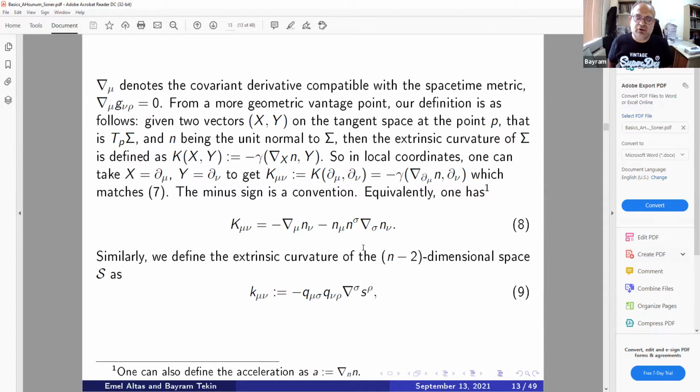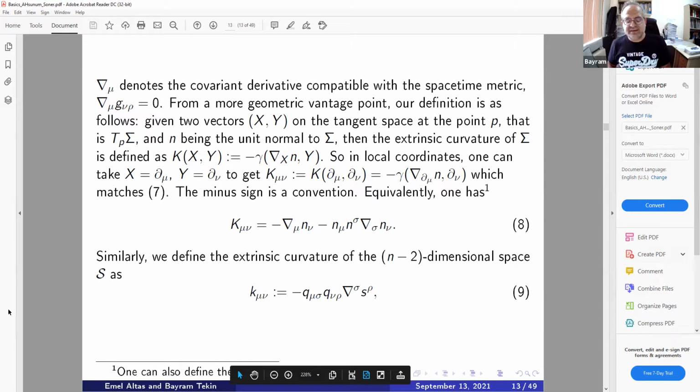Equation 6 follows. So the extrinsic curvature, k mu nu, which is a spatial tensor living on the surface, is essentially the covariant derivative of the time-like vector minus this part, and this part can be written as acceleration if you like.